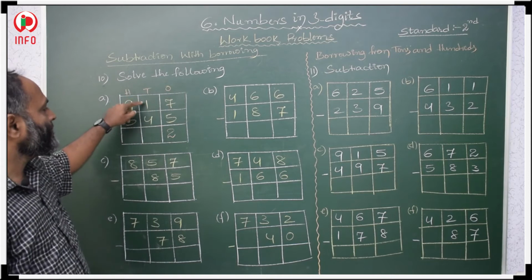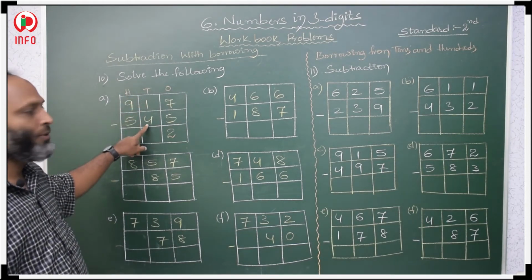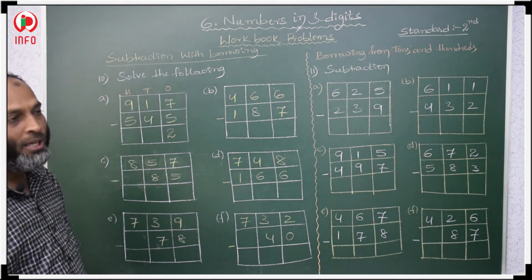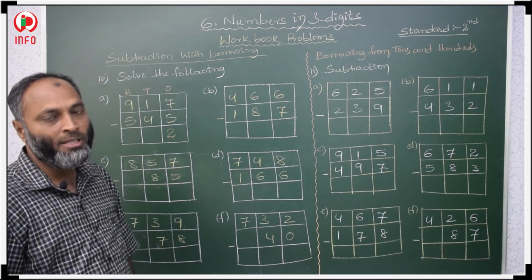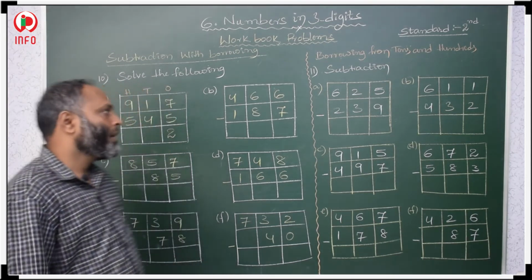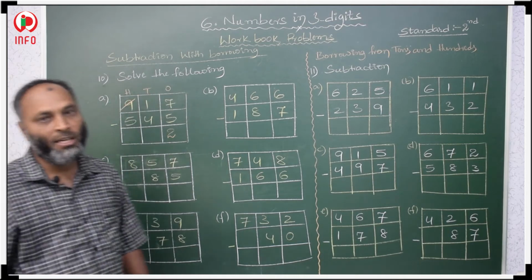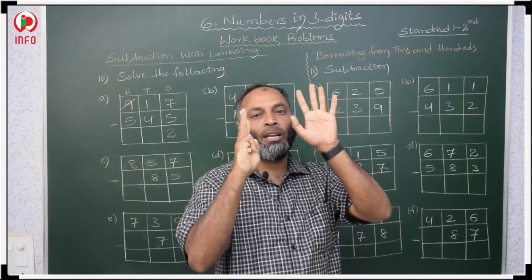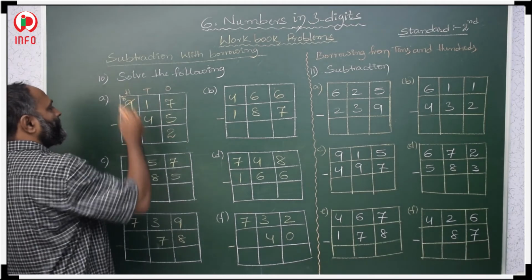Then in the tens place, first 1 is there and 4 is there. So 1 is less than this 4, so we cannot subtract 4 from 1. Then what do we have to do? We have to borrow from the next place, that is the hundreds place. 100 we have to borrow. Out of this 900, if we borrow 100, then 8 hundreds are left. Okay.